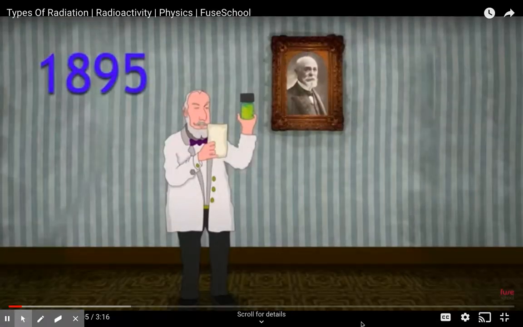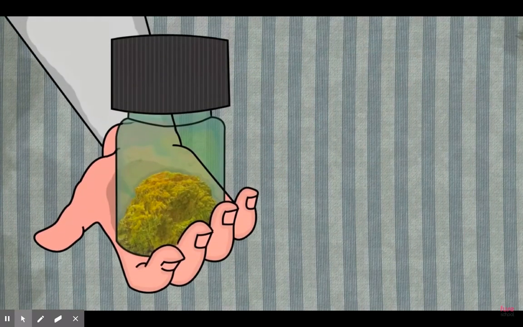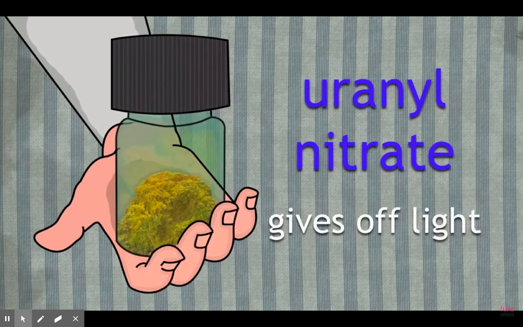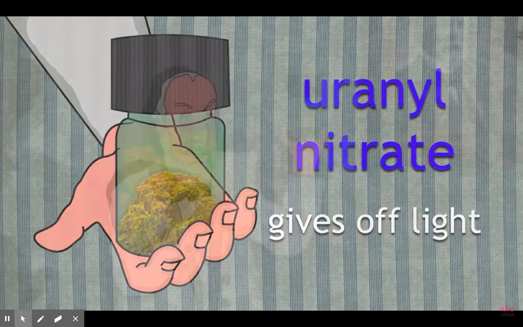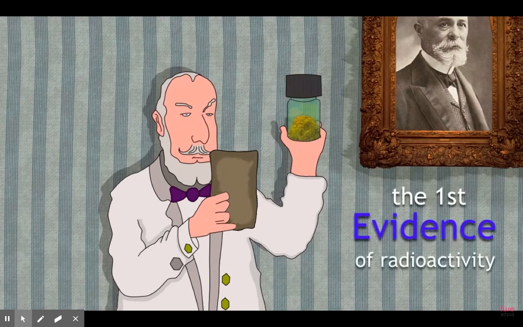In 1895, Henri Becquerel, he's the man with the moustache, discovered that rocks of uranium affected photographic paper. This is the rock of uranium that he looked at, and it's called uranyl nitrate. If you look at it, you can see it's yellow. It shouldn't be yellow, that's because it's giving off light. This means that there is some evidence in the rock that there's energy being given off, which affects the paper and gives out this light. This was the first evidence of radioactivity.